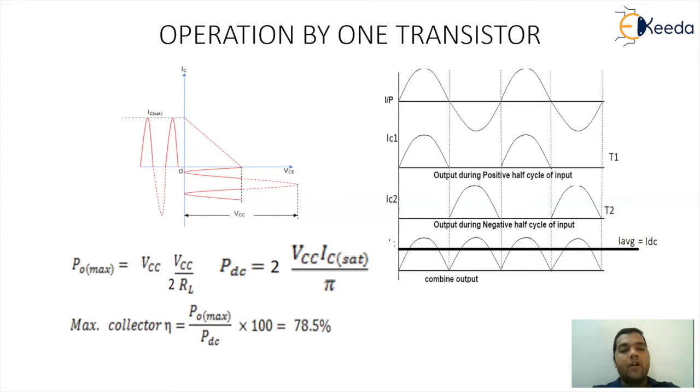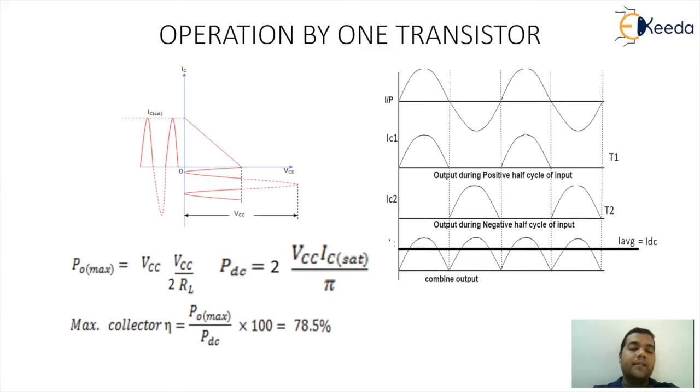So now when I talk about the value of PDC, that is the DC power supplied to the transistor, it will be twice of VCC into IC sat by π. And whenever we talk about PO, that is the AC output power, it is VCC square by twice of RL. So when we talk about calculation of efficiency, which is the ratio of output AC power by input DC power into 100, solving this, you will get the value as 78.5%.